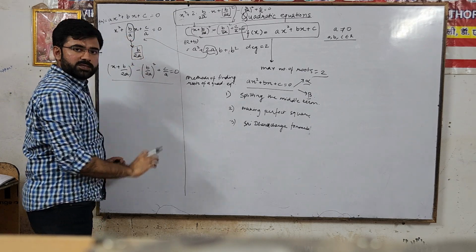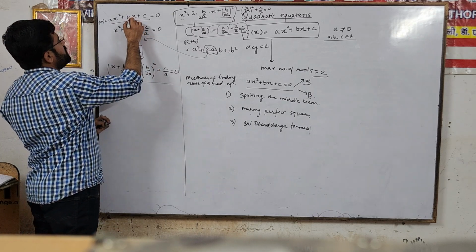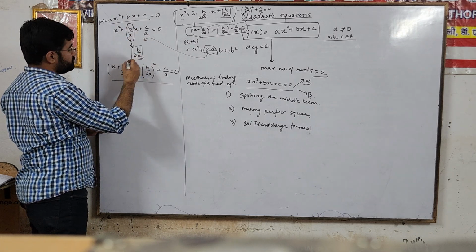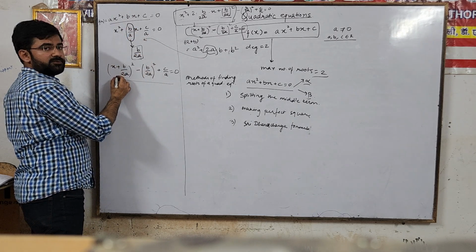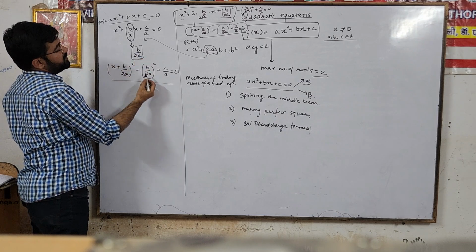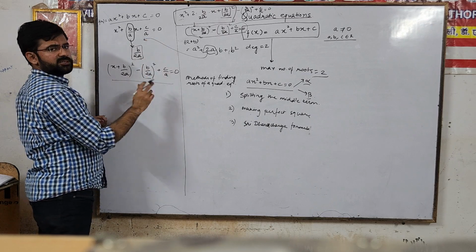Okay? The simple technique of doing this is, for the middle term, you just divide this by 2 and write this in place of x plus b by 2a whole square, minus the square of this term, and take the constant term as it is.